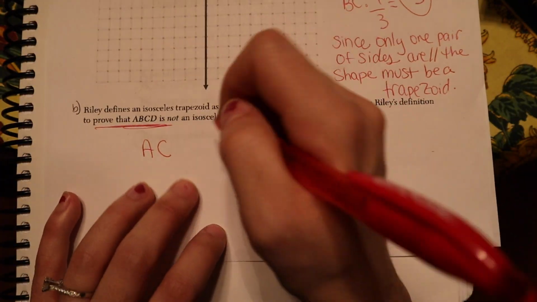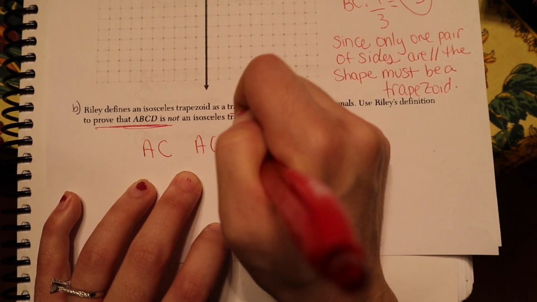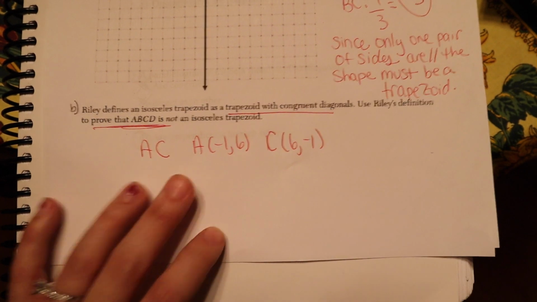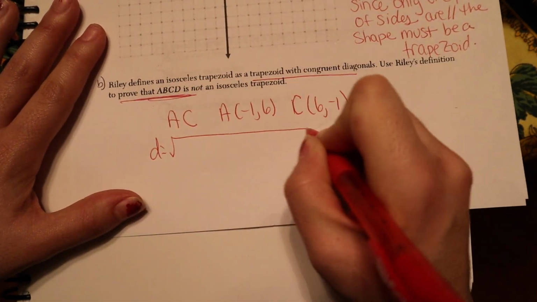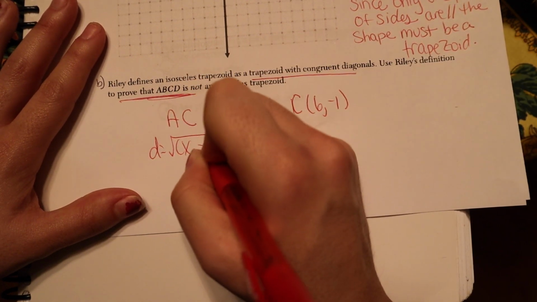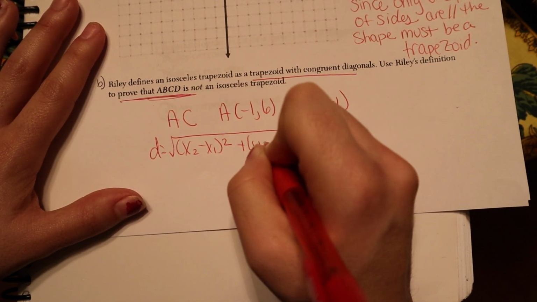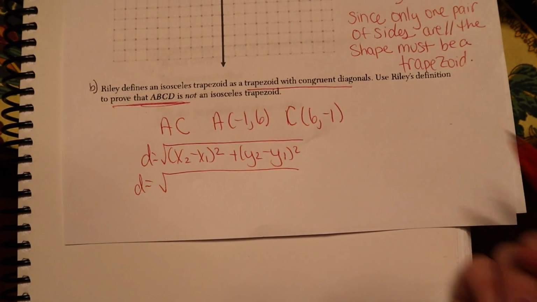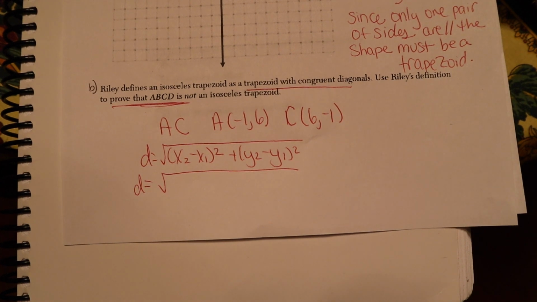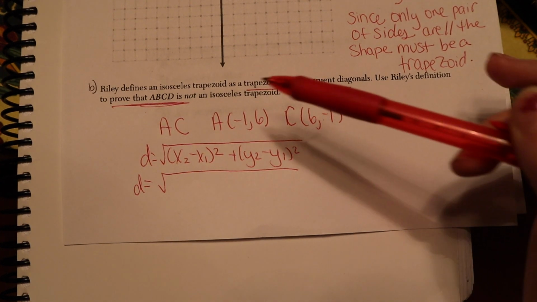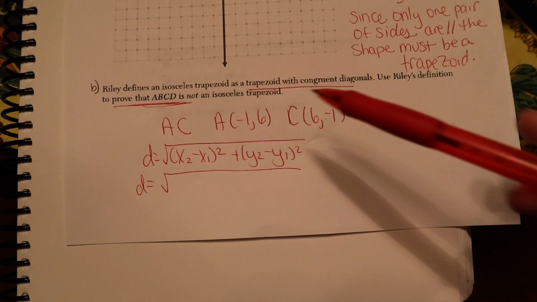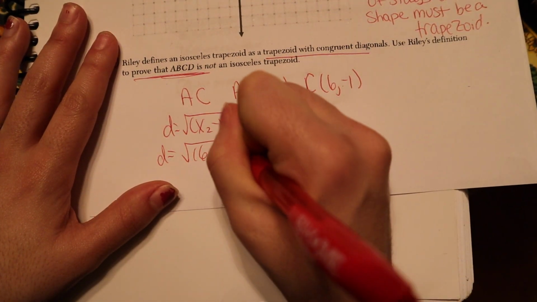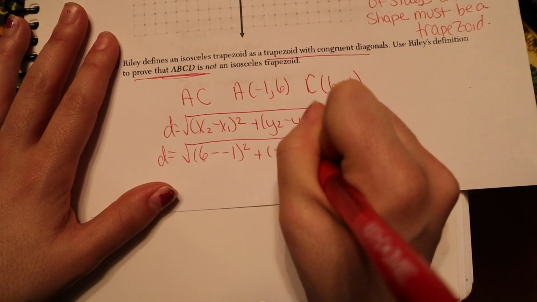So let's look at the diagonal AC. A is -1, 6. C is 6 comma negative 1. Our distance formula is the square root of x2 minus x1 squared plus y2 minus y1 squared. Remember, the order in which you use these coordinates doesn't matter as long as you are consistent. So if you start with C and then go to A, you must go back to C and then go to A for your next set of coordinates. So I'm going to do 6 minus negative 1 squared plus negative 1 minus 6 squared.